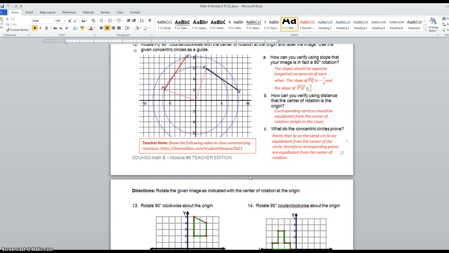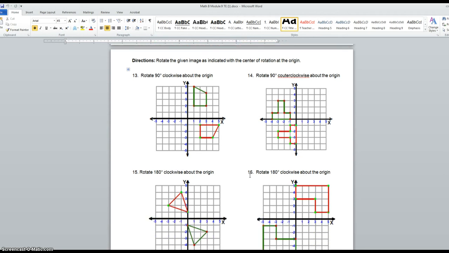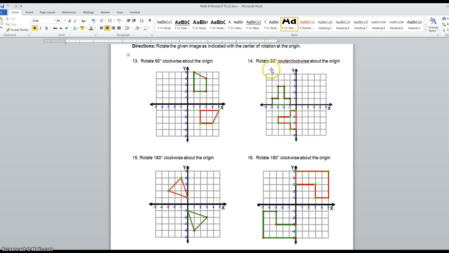Okay, here's the big reveal. Let's see if you did everything right. 90 degrees counterclockwise, that goes down like this, so it looks kind of like a ship, a little boat. That's what your image should look like. Number 14, 90 degrees counterclockwise. So again, here was your original image. If you go counterclockwise, you're going down to the left, and it turns everything that was horizontal vertical and vice versa.